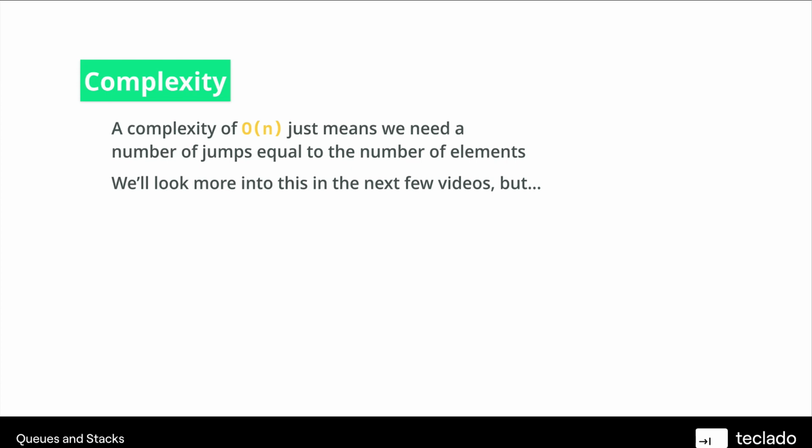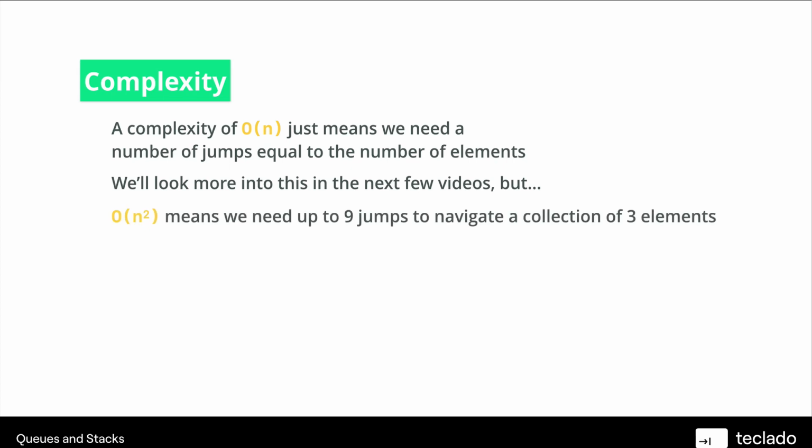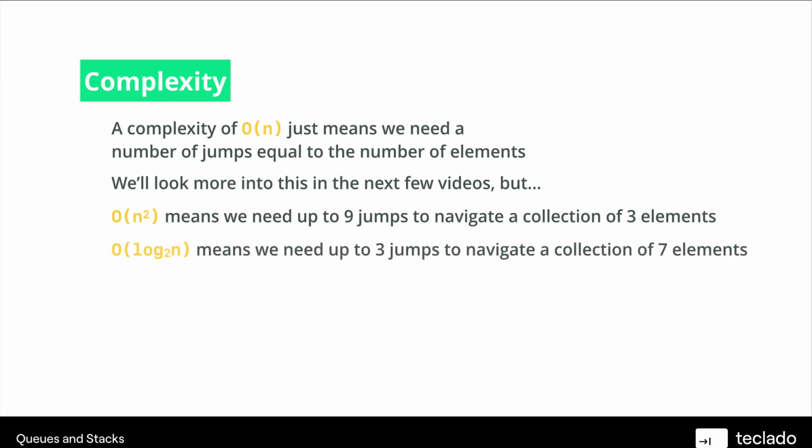But of course, instead of n, you can have other things in there. For example, O(n squared) means that you need up to 9 jumps to navigate a collection of 3 elements. 3 squared is 9, so this is what O(n squared) means. Of course, you can see immediately that this is going to be slower than O(n). With O(n), if you have a list of 3 elements, you need to make 3 jumps. With O(n squared), if you have a list of 3 elements, you have to make 9 jumps. And you can have the opposite, O(log 2n), which means that we need to do up to 3 jumps to navigate a collection of 7 elements, for example, or indeed 9 elements.